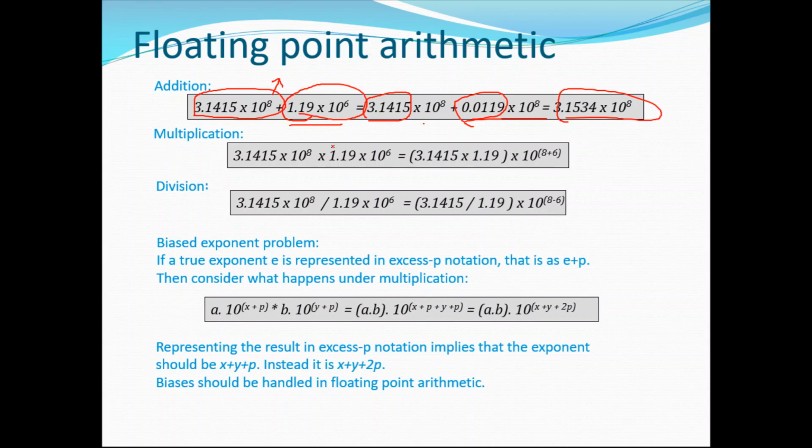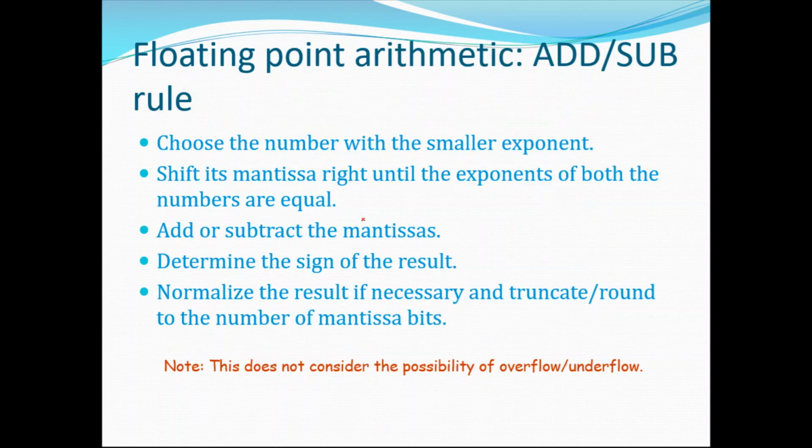How multiplication is done: take the exponent part of both the numbers and add these two, 8 plus 6, which is 14. Keep that as the exponent, and then just multiply these two numbers as usual. Whatever you get is the output. And for division, take the exponent format and just subtract, 8 minus 6, and just divide these two numbers. So this is how division is done in floating point.